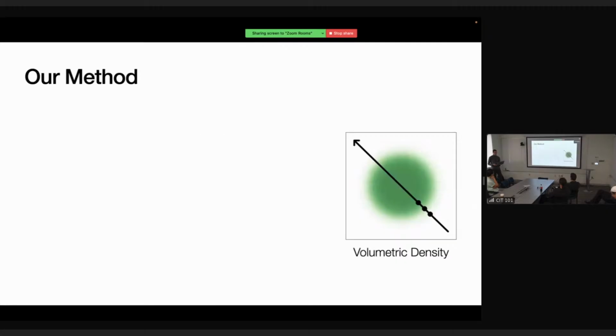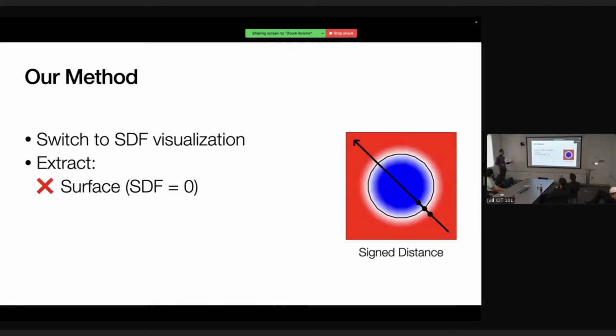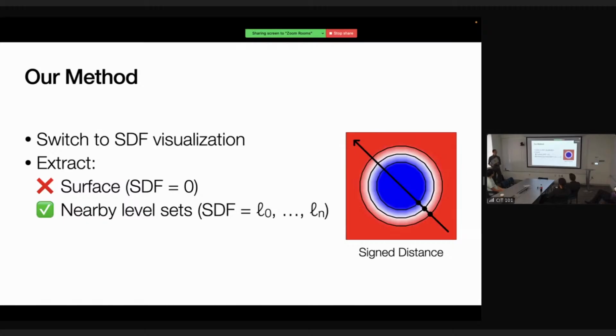Okay. Based on this observation, we're going to switch back to the SDF visualization, and then we're going to run marching cubes on this. But instead of just extracting the 0 level set of the signed distance field, we are going to extract several level sets. So this one is the 0 level set, and then this might be like -0.1, this is like +0.1. We take a few level sets near the surface, and then we can observe that these samples actually fall on these level sets.